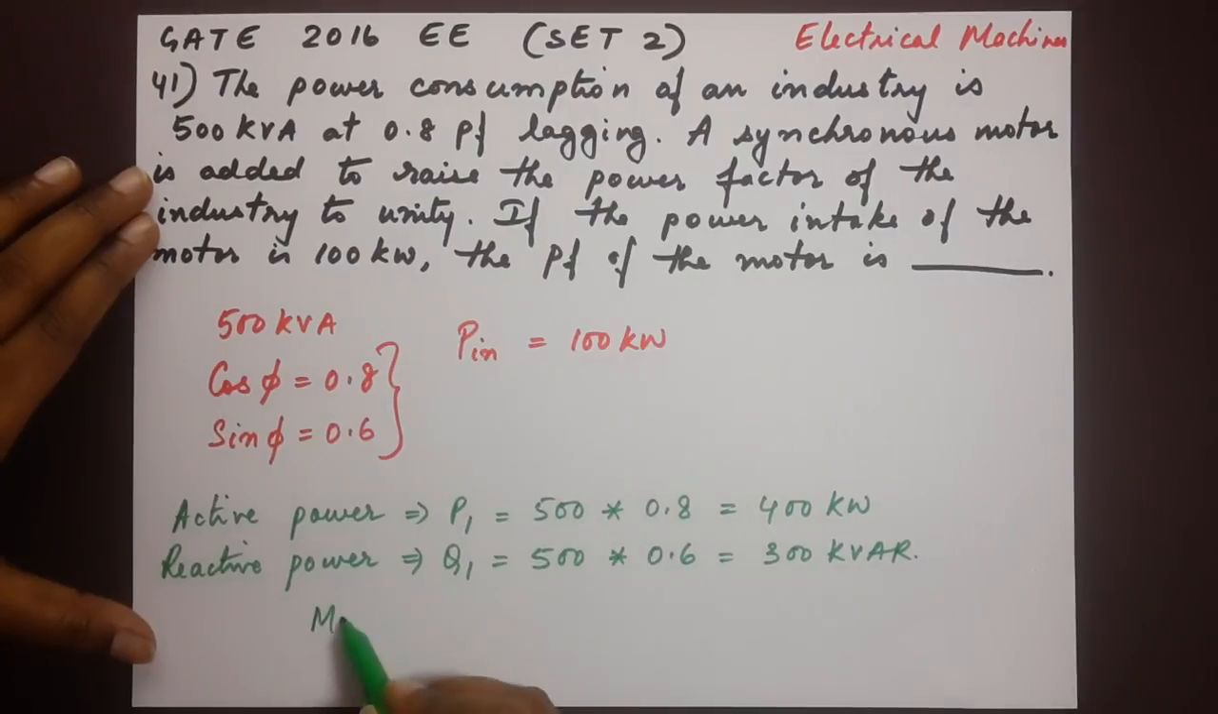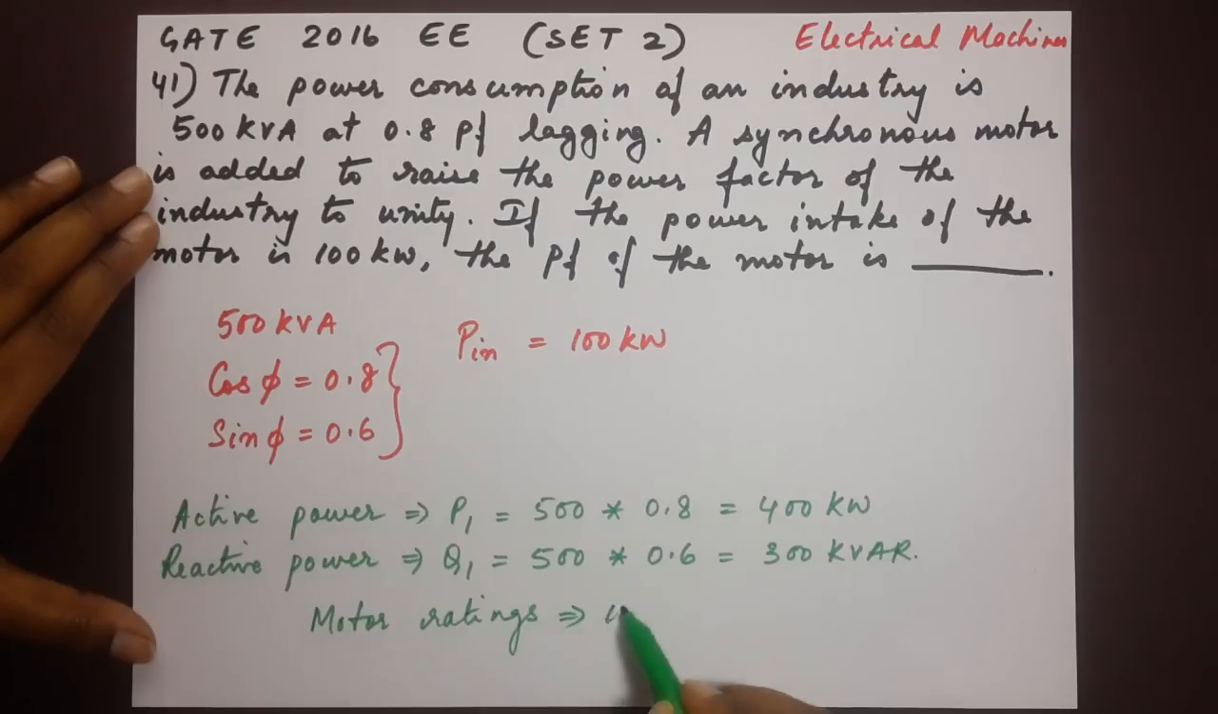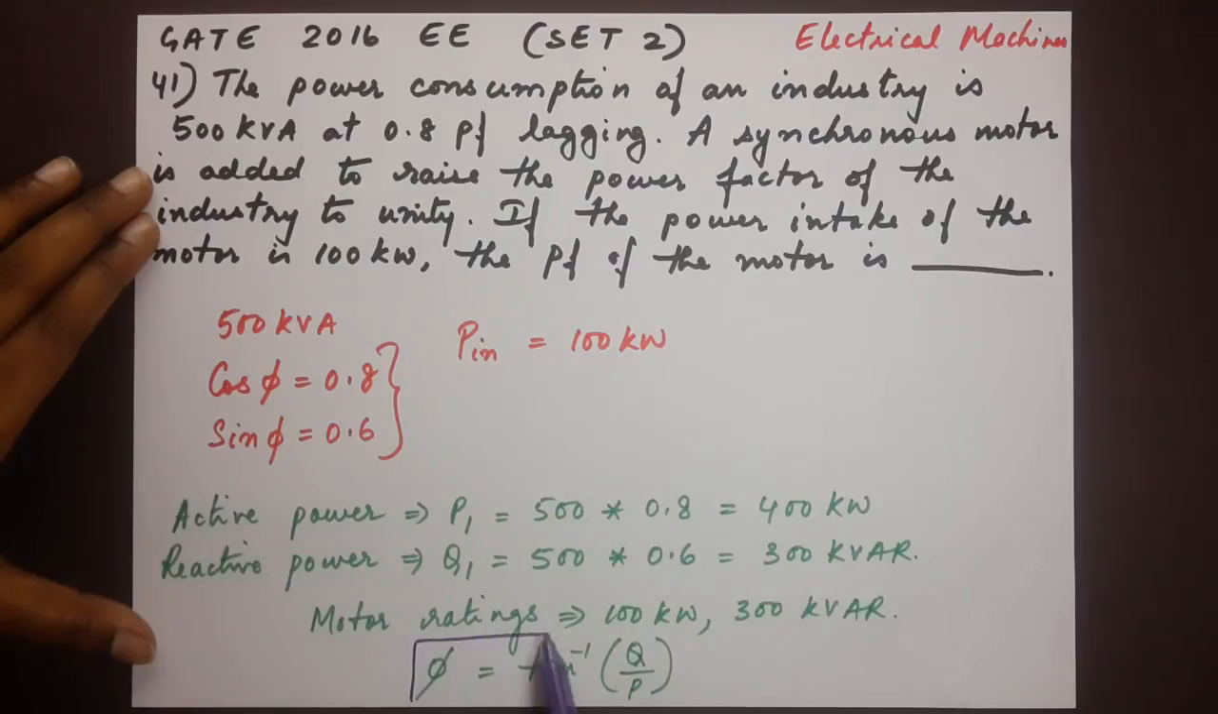So now we have the motor ratings as 100 kilowatts and 300 kVAR. So this is our P, this is our Q. Now for phi, we need the angle. The angle can be found by using the formula tan inverse of Q by P. This is a standard formula. Phi is tan inverse of the reactive power divided by the active power.